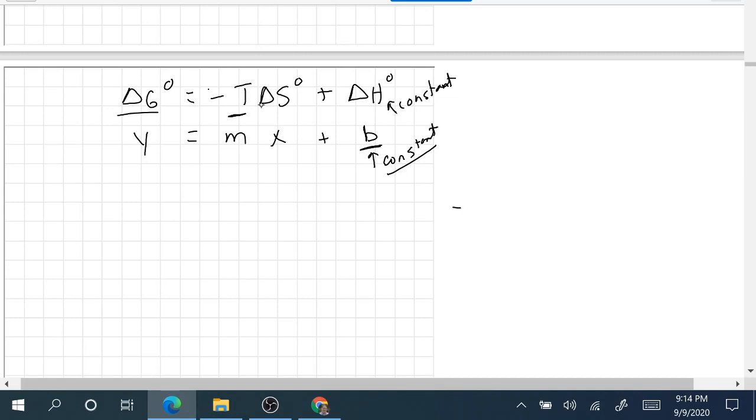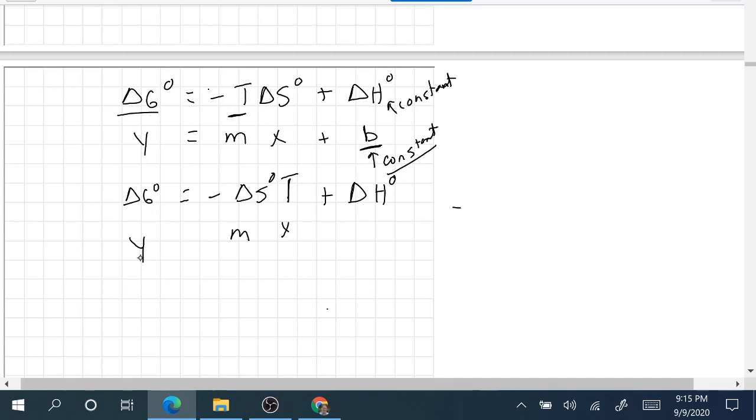And so that means that, I had these backwards. I meant to say that delta S is our M, and T is our X, right? Because if delta G is related to T, then delta S is the slope. So let's rewrite that. So we can say delta G naught is equal to negative delta S naught times T plus delta H naught. So delta H will be our intercept, T is our X, delta S naught is our slope, and delta G naught is our Y.